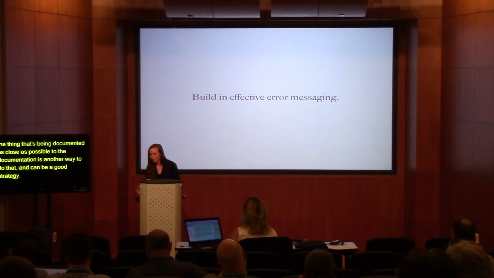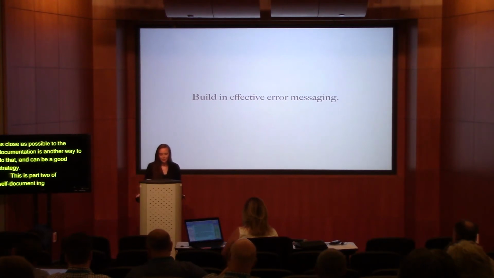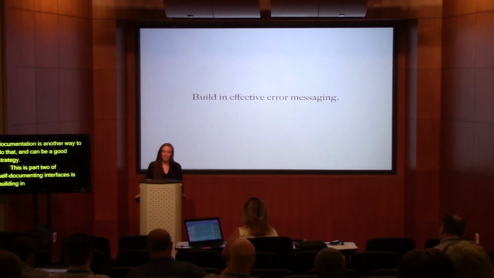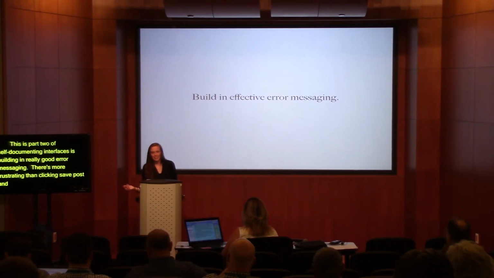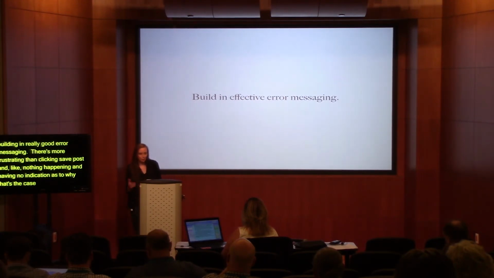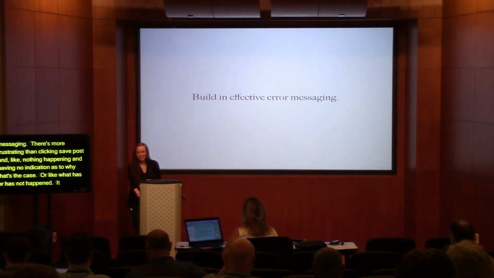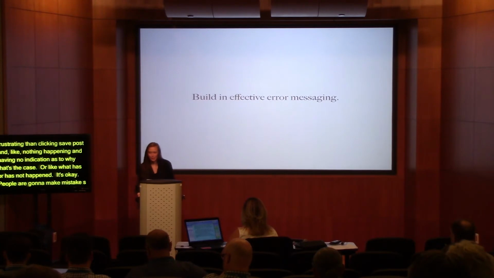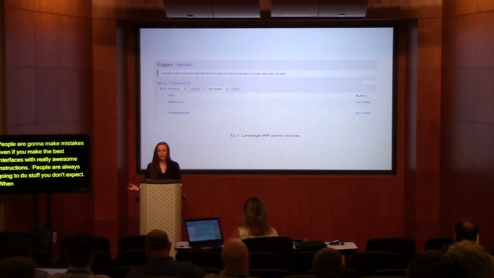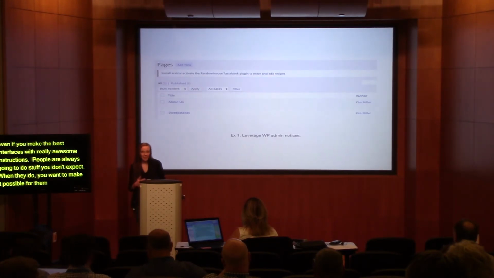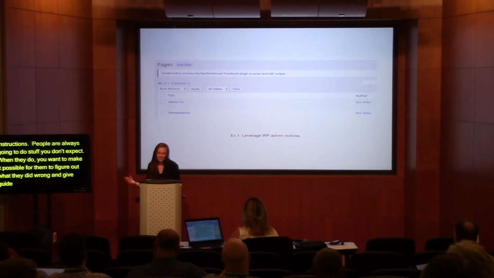This is part 2 of self-documenting interfaces: building in really good error messaging. There's nothing more frustrating than clicking save post and nothing happening, and having no indication as to why that's the case, or what has or has not happened. It's okay, people are going to make mistakes even if you make the best interfaces with really awesome instructions. People are always going to do stuff you don't expect. And when they do, you want to make it possible for them to figure out what they did wrong and to give them some guidelines as to what they should do instead.